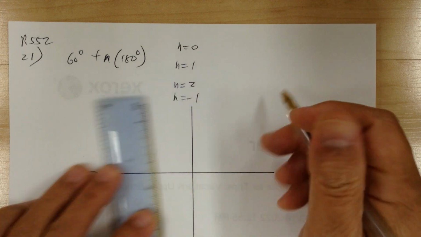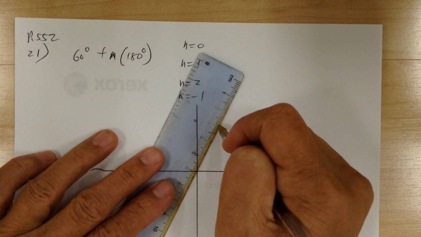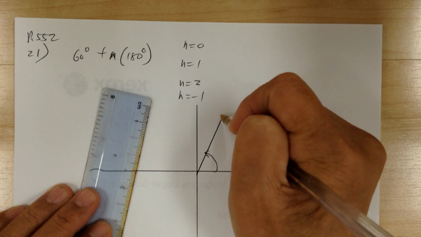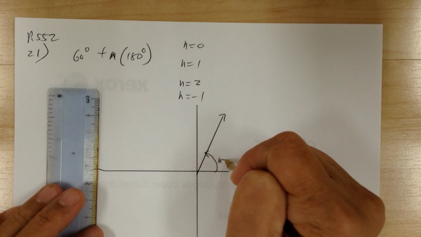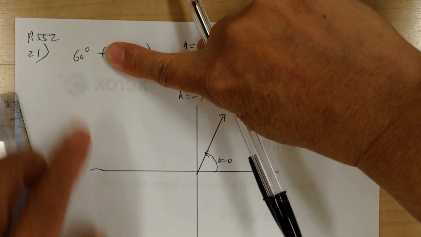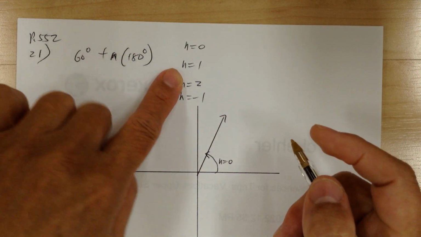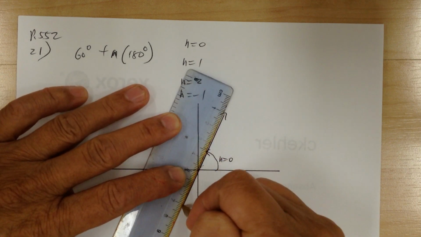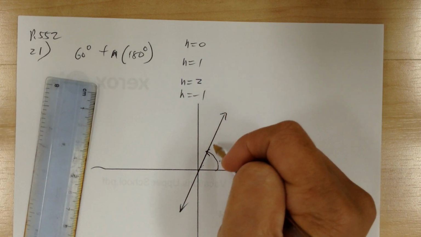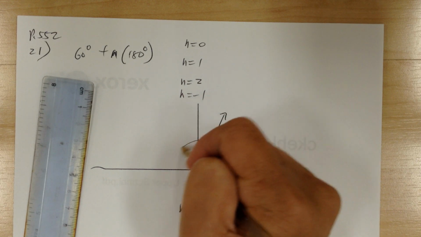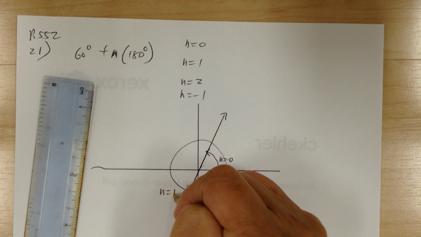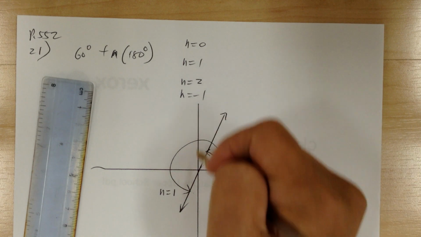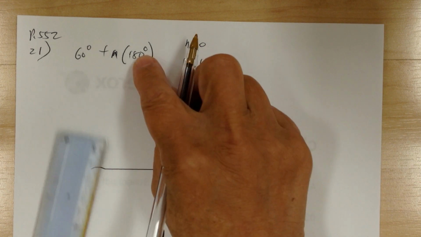So 60 degrees is right over here. So that's your 60 degrees. This is n equal to 0. N equal to 0 means you don't have this part. So that's what you have. N equal to 1 means you have to go around halfway. So from here, this is when n equal to 1. And if you go around half a circle again, this is half of a circle.